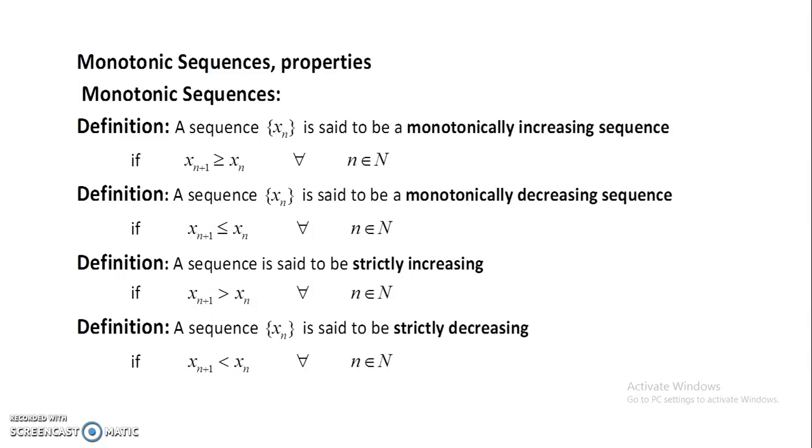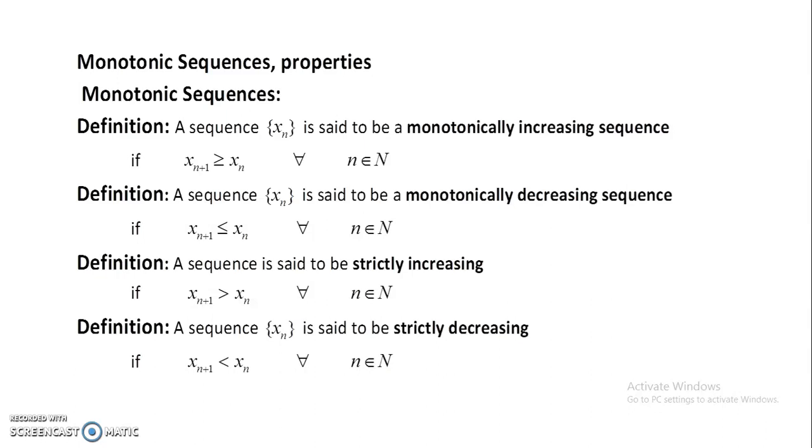It means that if you have the nth term of the sequence, you compare it with the term after it, that is xn+1. If xn+1 is greater than or equal to the nth term of the sequence, then you can say that the sequence is monotonically increasing.